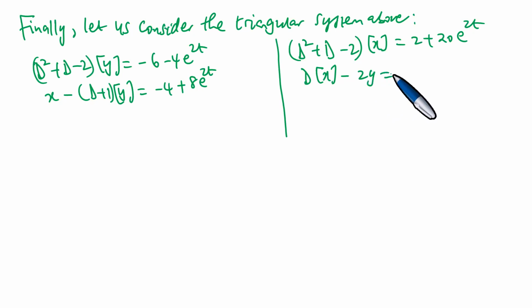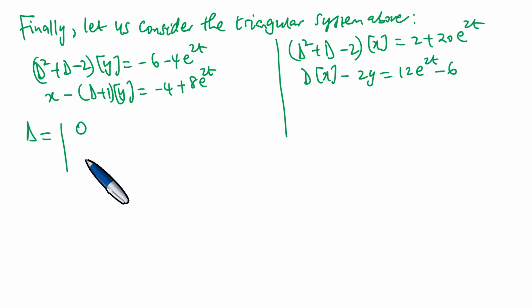So you have minus 2y, which is 12e to the twice t minus 6. So now we can write the delta. Right, so we remember how we wrote the delta. So now we shall have the x and also the y. The x here, or the d operator operating on x here, is actually obviously zero, but it is a one there. On y, it is the d squared plus d minus 2, and the bottom one is minus into d plus 1.